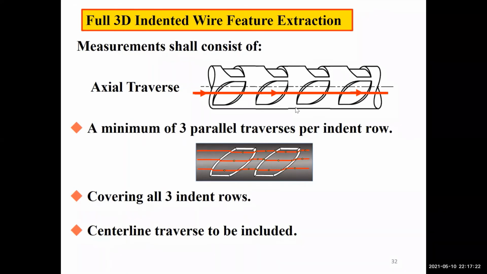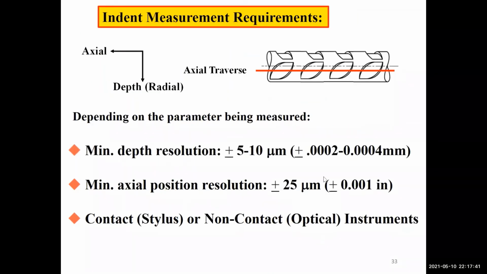The full 3D scanning feature extraction is going to consist of taking parallel scans, or traverses if it's manual, for each row, covering all 3 indent rows with at least 3 parallel scans, and including a centerline traverse.